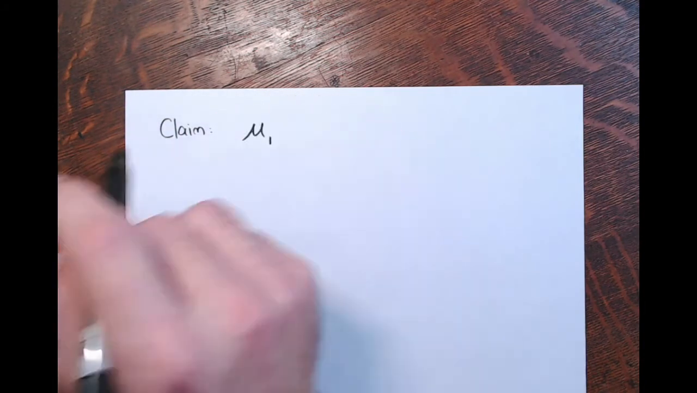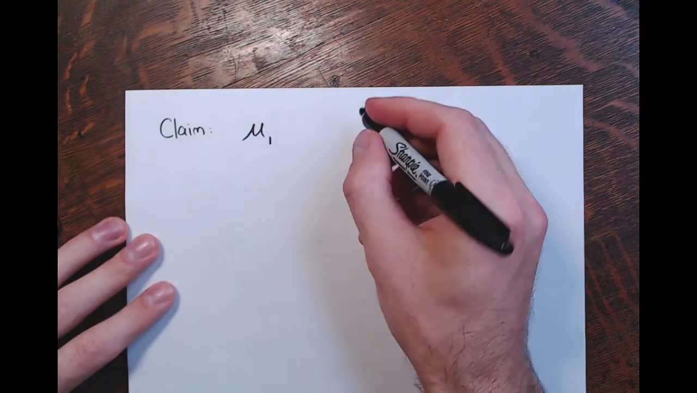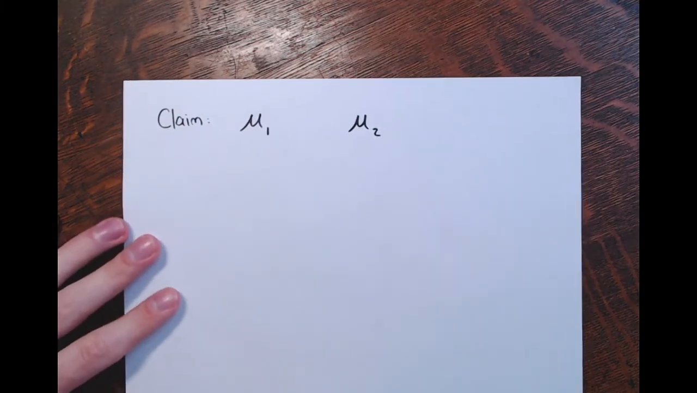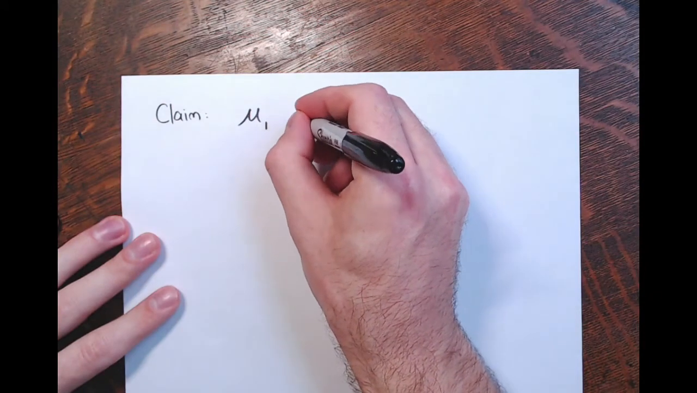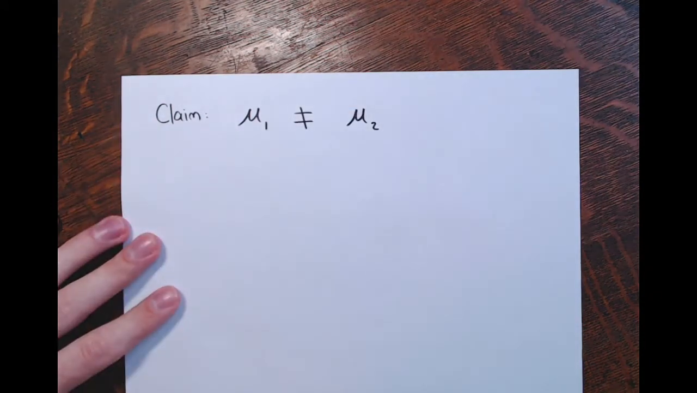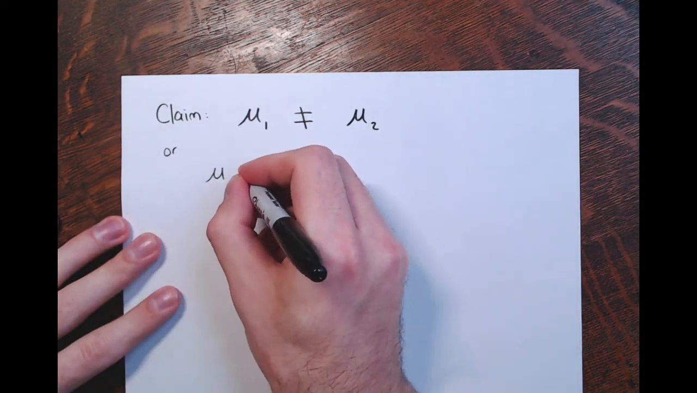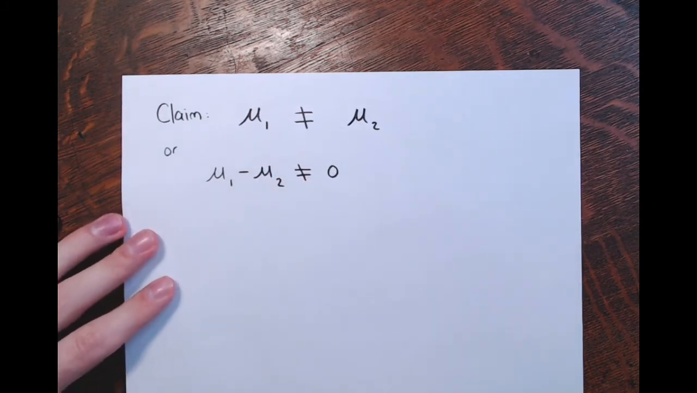Now remember, mu1, all the things with a subscript of 1, will be for people that don't use the app, that are not in the program. And then mu2, anything with a subscript of 2, will be related to those people that are in the program, that are using the app. And what we're testing here is whether or not these are different. So are these not equal to each other? Now another way to state this is that mu1 minus mu2 is not 0. This is an alternate way to say that.